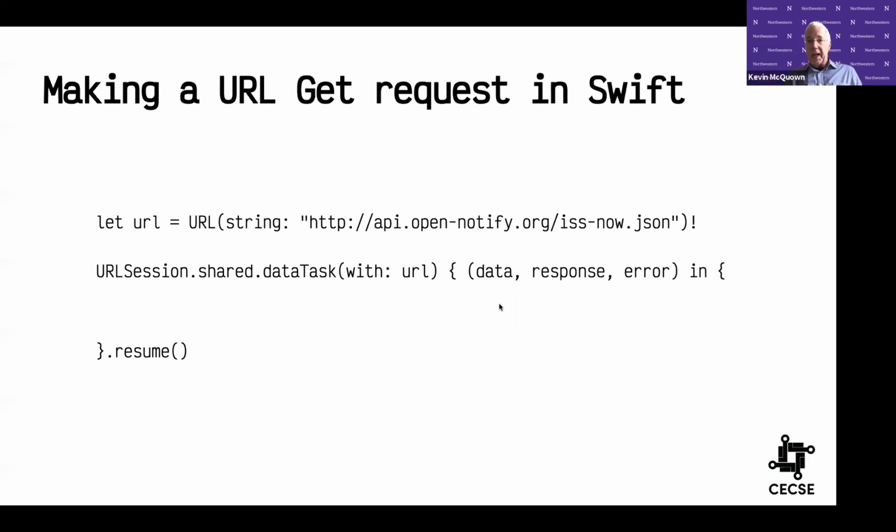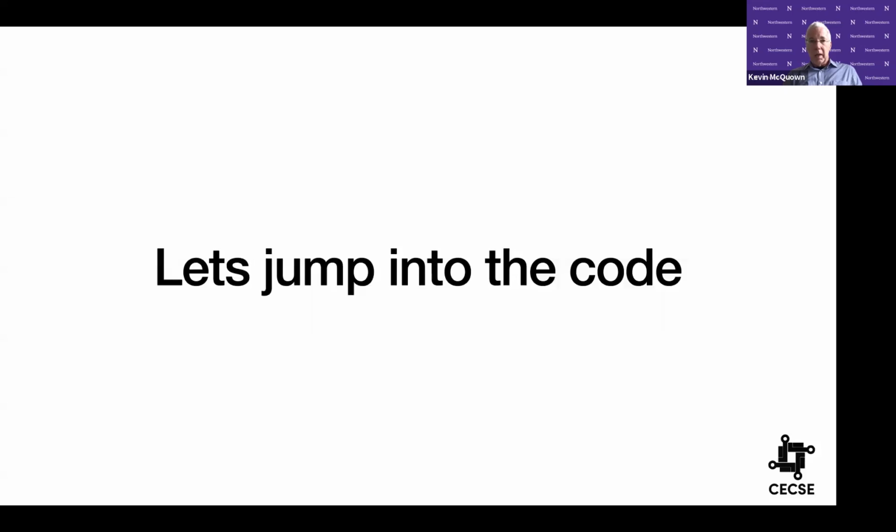So if you do a GET request and it's successful, response will be code 200, which you don't care about, but that's a successful HTTP response. Error will be nil, and data will have data in it. So it will not be nil. You'll have some data. So let's jump into the code and kind of see what this looks like.